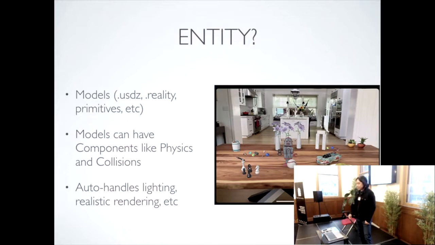The nice thing about entities is that RealityKit automatically handles things like realistic lighting and rendering. If you have a bright light next to your object, you can see it reflected. Some of the things they talked about in the new ARKit 3 are motion blur and camera grain, so it looks even more realistic. All that is included for free.